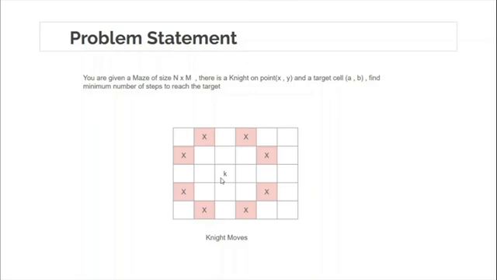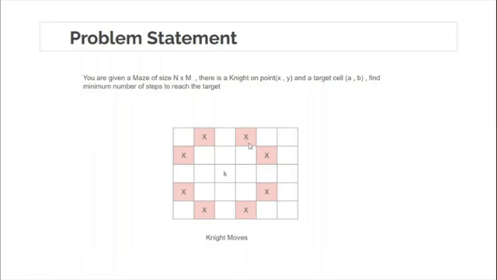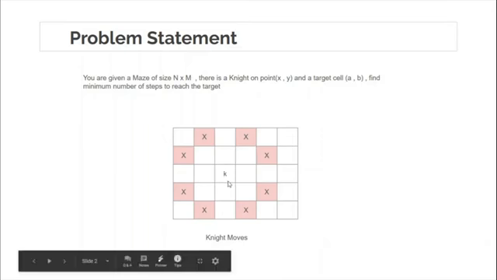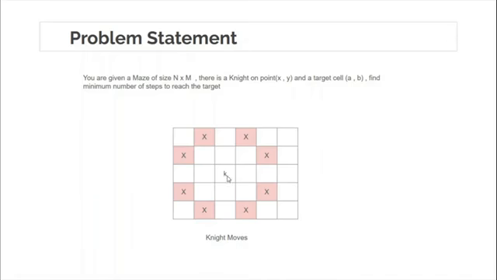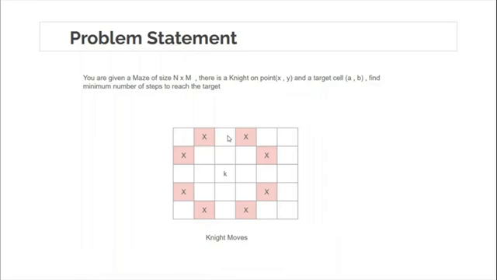If the knight is at this cell, then it can move to any of 8 positions which I represented using this blue, pink color and the X. Now if a knight is at this cell, then it can go here, or here, here, here, and so on. There are at most 8 different possible moves for a knight from a certain cell x y, it can move to these 8 cells. These are the possible moves for a knight.